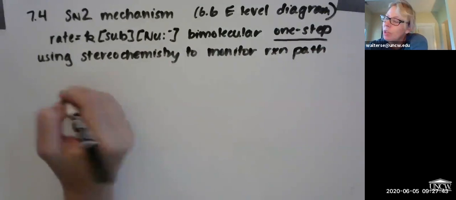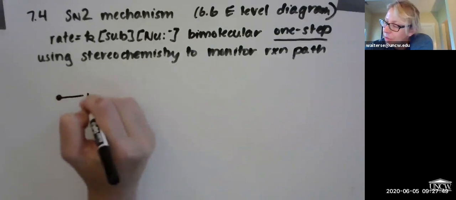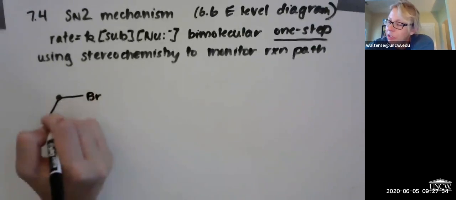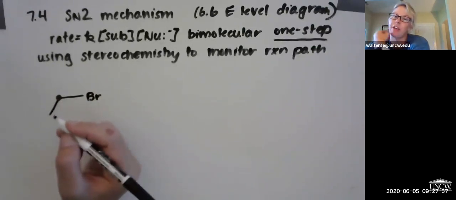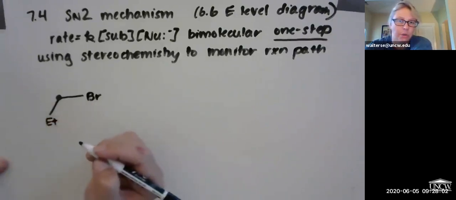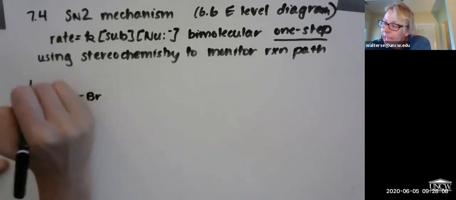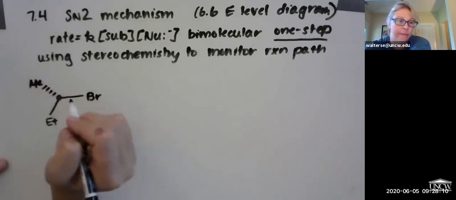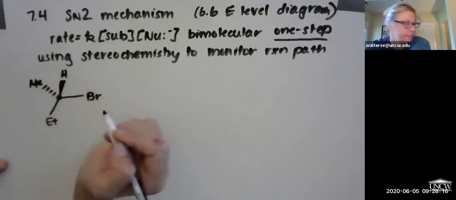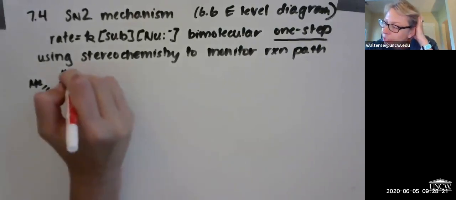Okay. So our chiral carbon is this dot, and on this dot we're going to have a bromine atom, which is going to be our leaving group. And then I'm going to use some abbreviations just to make this diagram a little bit simpler. So Et is the shortcut symbol for ethyl. Me is the shortcut for methyl. And then we have hydrogen here. Okay.